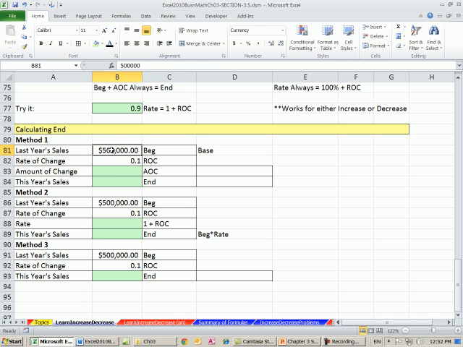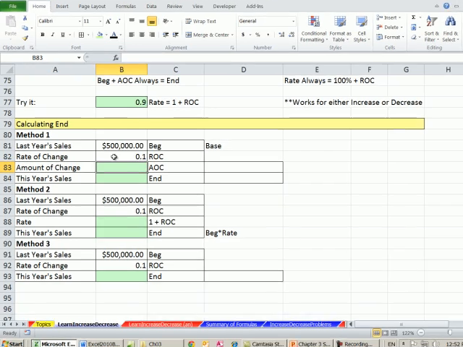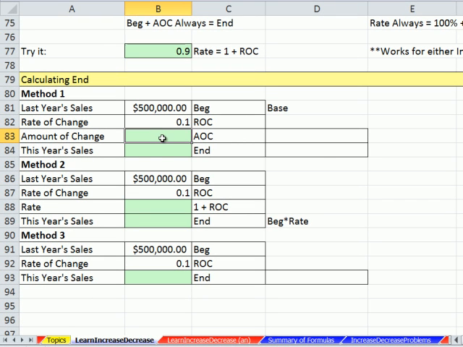So let's look at the same example again. Begin, and we're given the rate of change. Well, if we're given the rate of change and we're not given the rate, can we calculate the amount of the change? Well, sure. We can say 500,000 times the rate of change, right? That would be the amount of change. So amount of change equals begin times rate of change, not the rate. If we did begin times rate, that would give us the end. But no problem. If we have the rate of change, we just multiply these two together, and boom, we have our amount of change. All right, from that, can we calculate this year's sales or the end amount?